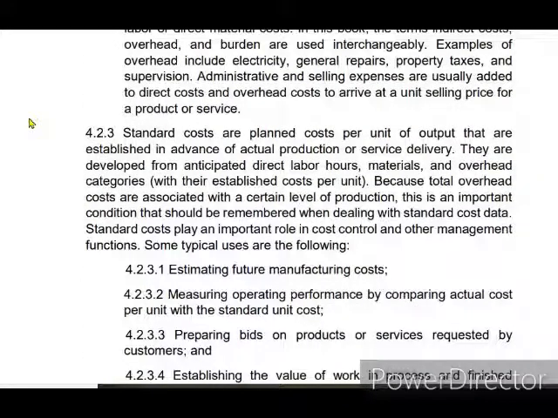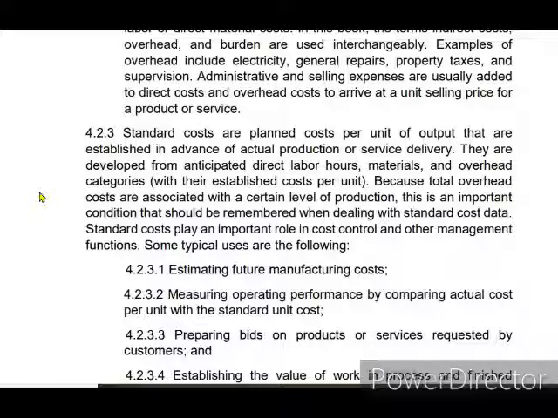Next, 4.2.3, standard costs are planned costs per unit of output that are established in advance of actual production or service delivery. So these are the costs that come into plans. They are developed from anticipated direct labor hours, materials, and overhead categories with their established cost per unit. Because total overhead costs are associated with a certain level of production, this is an important condition that should be remembered when dealing with standard cost data.